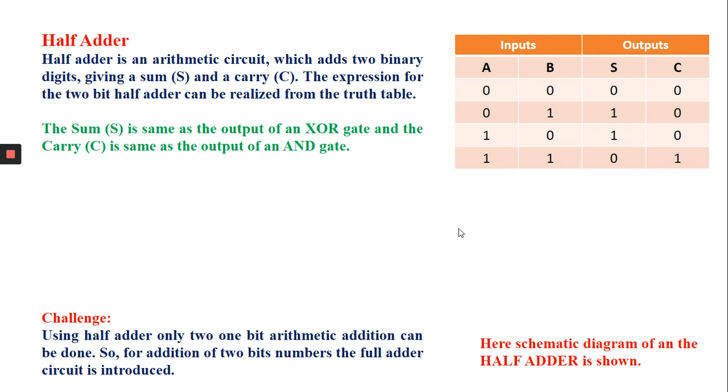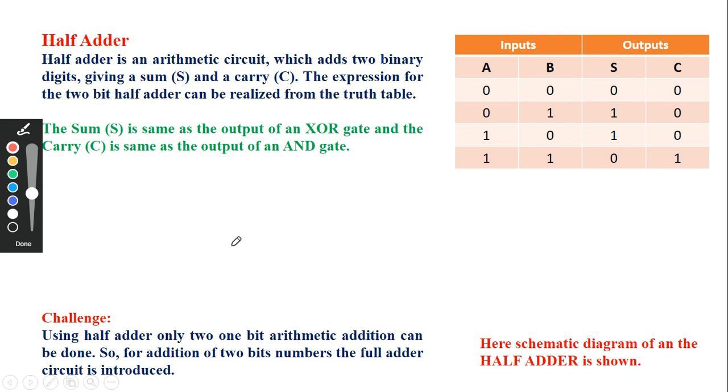binary input for addition and generate a sum and carry output. So half adder is a simple combinational circuit which takes two binary inputs and generates 1 bit sum output and 1 bit carry output. So what does it mean by a combinational circuit?